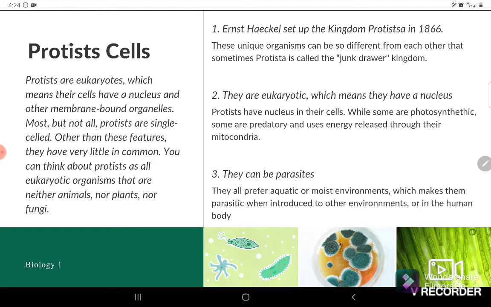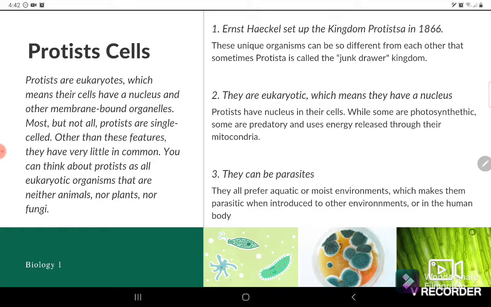Next, number 2, they are eukaryotic, which means they have a nucleus. So protists have a nucleus in their cells, while some are photosynthetic, like what I have said earlier. Some are predatory, which means that they eat other organisms, or they eat other protists, and use energy released through their mitochondria. So they are eukaryotic organisms, and some are photosynthetic, some are predatory, some are chemosynthetic.